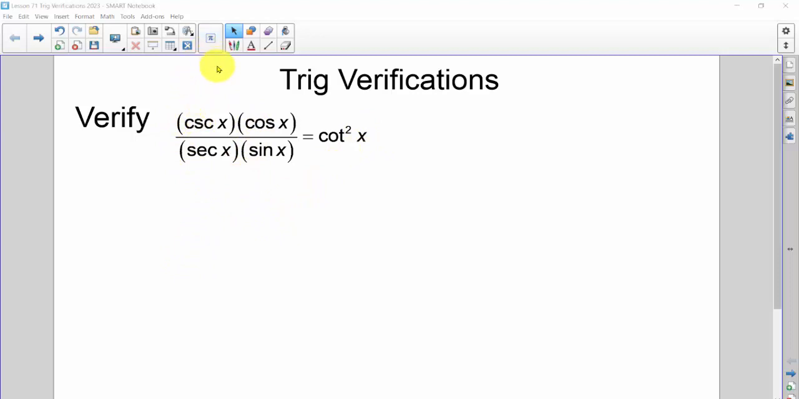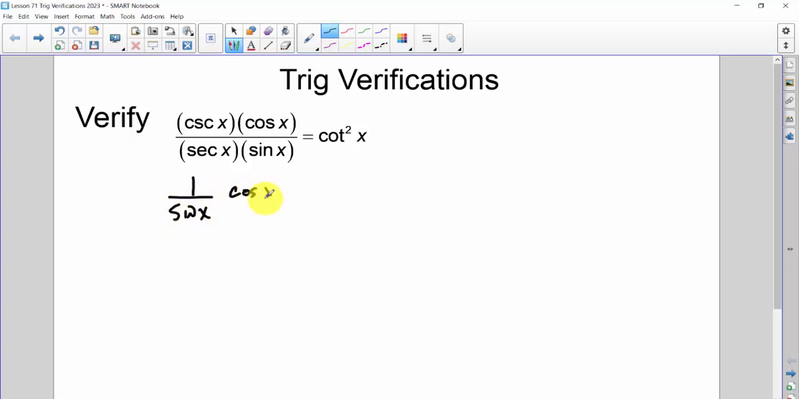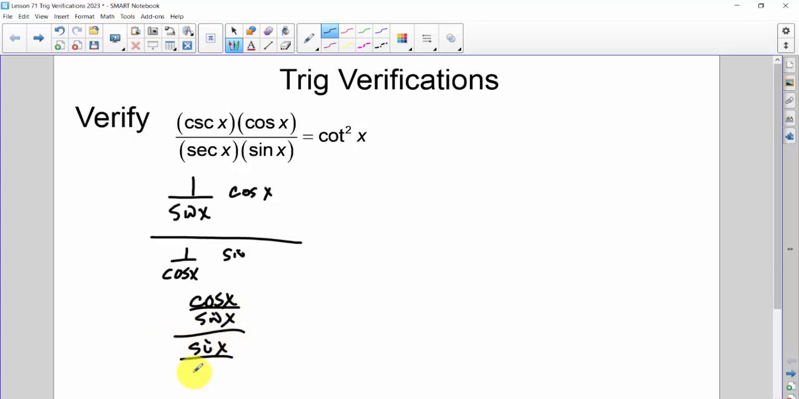So in the first case, one way to do this, like I've told you, is to make all one side sines and cosines. And we'll do that here. So this is 1 over sine times cosine over 1 over cosine times sine, which is really cosine x over sine x over sine of x over cosine of x, which is just basically a complex fraction, so I'm going to multiply by the reciprocal.